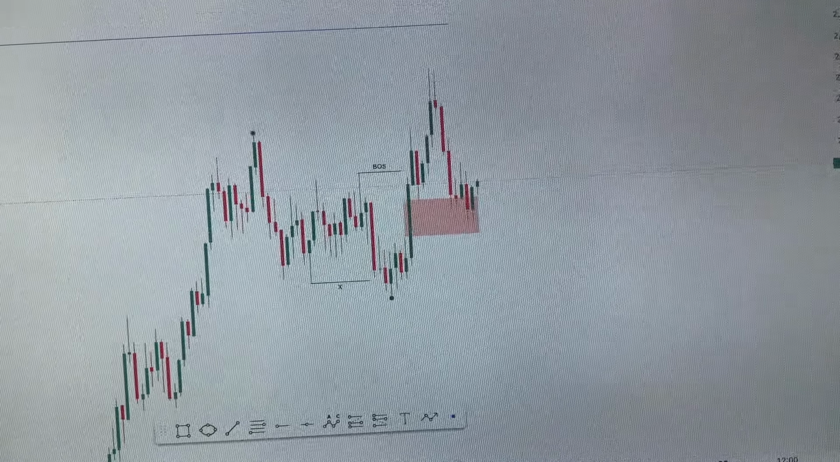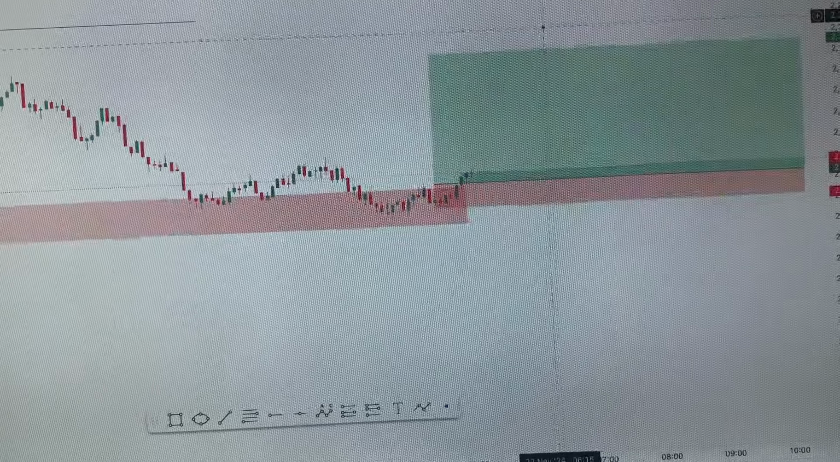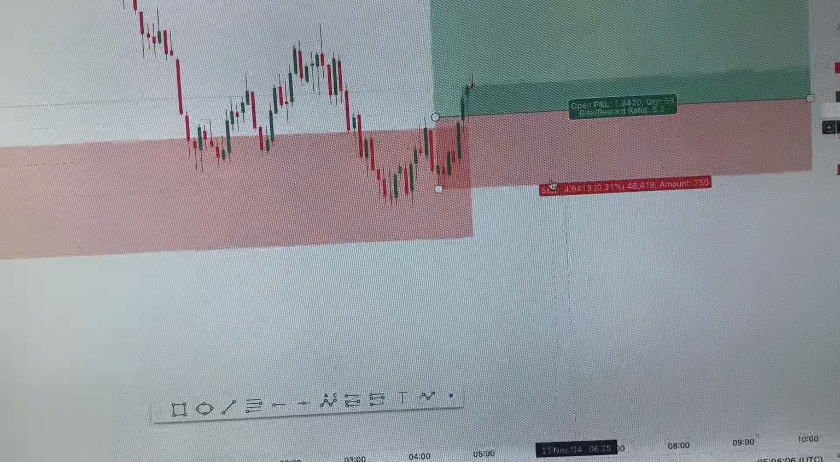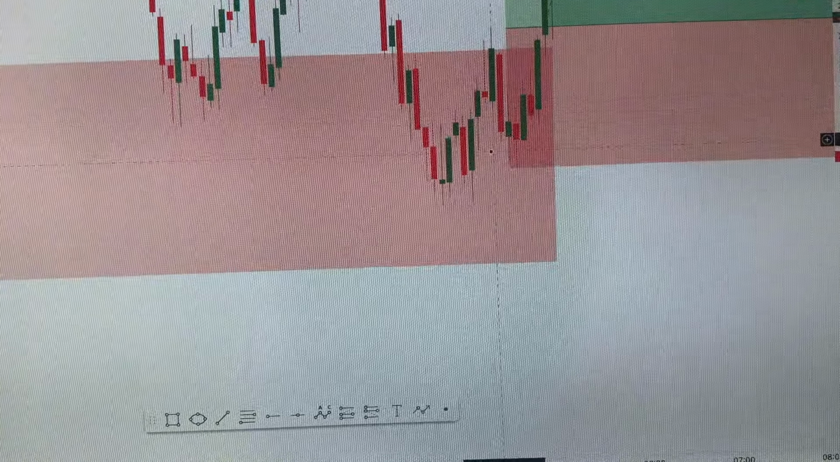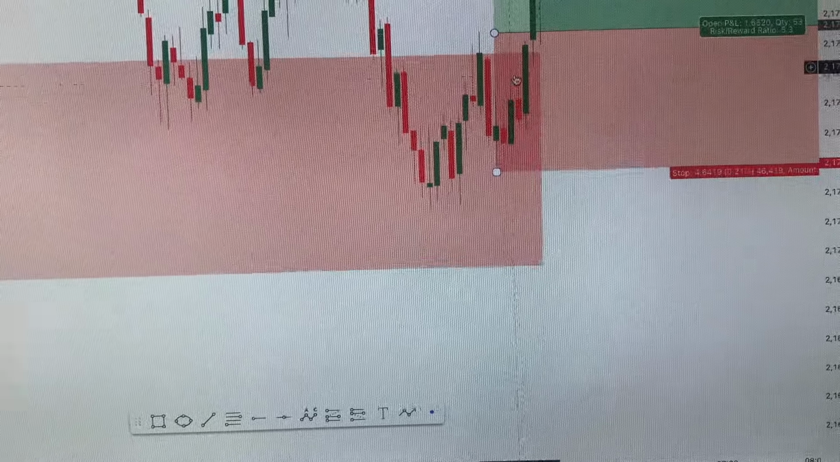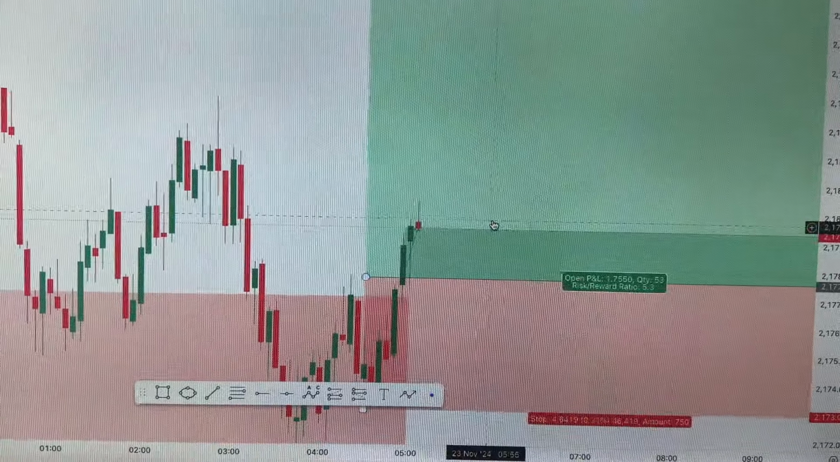You see me, it depends on the drop down to the lower time frame and just wait for a confirmation. The confirmation was a break right here, so it tests this order block and then enter on the breakout. Same thing I'm going to do this week.